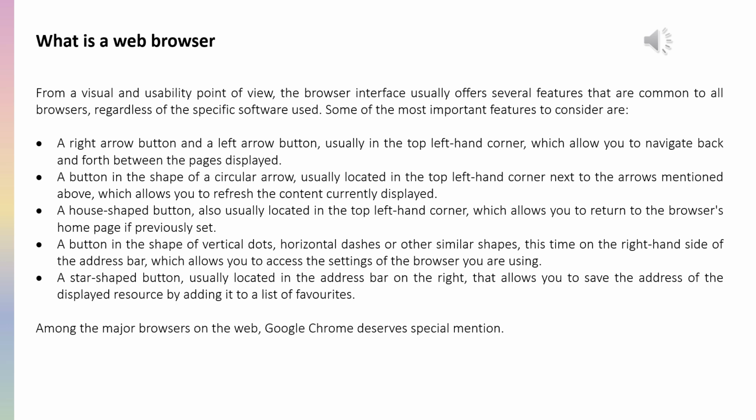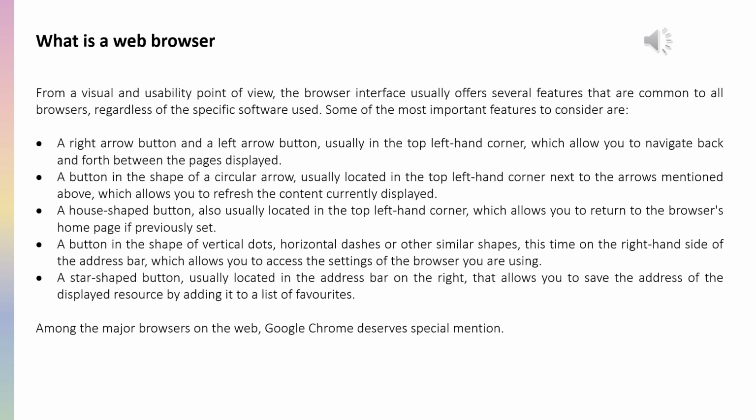Some of the most important features to consider are a right arrow button and a left arrow button, usually in the top left-hand corner, which allow you to navigate back and forth between the pages displayed. A button in the shape of a circular arrow, usually located in the top left-hand corner next to the arrows mentioned before, which allows you to refresh the content currently displayed. A house-shaped button, also usually located in the top left-hand corner, which allows you to return to the browser's homepage if previously set.